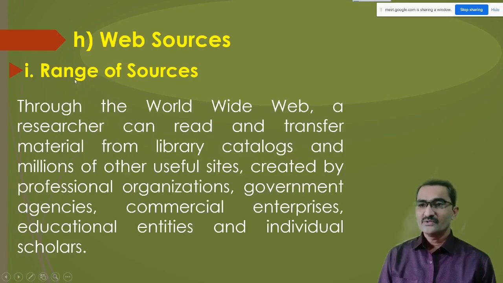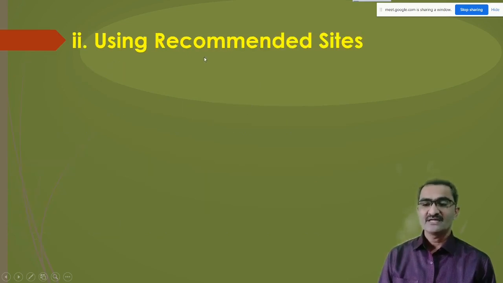Here I told you that this is the range of sources, but the second thing which you have to follow, which is very important, is using recommended sites. Now various kinds of sources and resources will appear, but which sources are authentic and which are not authentic, the researcher has to decide. And there are some rules for that. We will discuss it in brief.